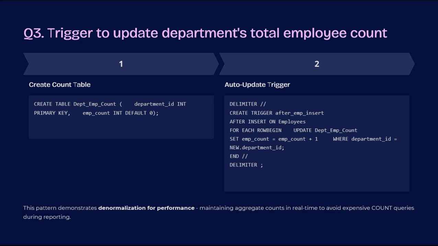Third one is a trigger to update the department's total employee count. So first of all, you will have to create a count table and then after that the auto-update trigger will be there. This pattern demonstrates denormalization for performance, maintaining aggregate counts in real time to avoid expensive count queries during reporting.